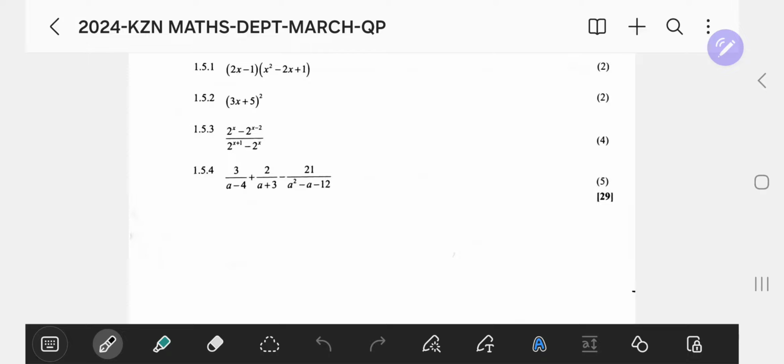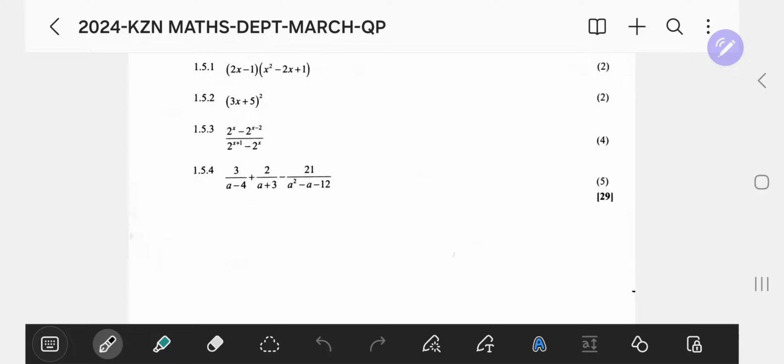Now we're on to 1.5.4, and we know that a very important part of grade 10 algebra is the addition and subtraction of fractions. Sometimes we'll also test it on multiplication and division. But here we've got addition and we have subtraction, and we notice that all three denominators are different. Now, when you were first introduced to fractions, which was probably in grade 6 or grade 5, you learned that when you are adding or subtracting fractions with different denominators, you need to get an LCD, a lowest common denominator. So you need to get all of the denominators to be the same.